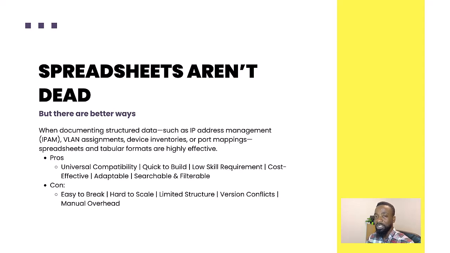You see, it's easy to break. Another one is hard to scale. When your network starts evolving, things, new subnets, new locations, new sites, you find out that it might be hard to scale. Limited structure, right? Version conflicts when you have multiple versions of the same table or the same sheet. And then another downside is manual overhead. It's manual, it's very manual.